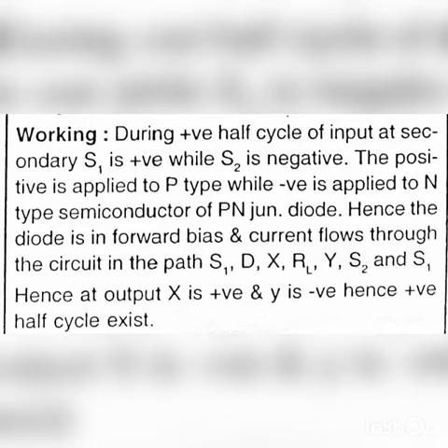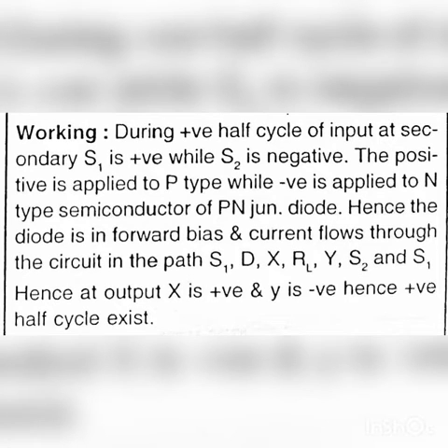Working: during positive half cycle of input, at secondary S1 is positive while S2 is negative. The positive is applied to P type while negative is applied to N type semiconductor of the PN junction diode. Hence the diode is forward biased and current flows through the circuit in the path S1, D, X, RL, Y, S2 and S1. Hence at output X is positive and Y is negative. Hence positive half cycle exists.